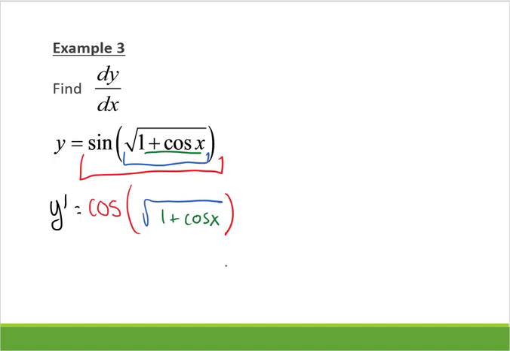The next function I need to take the derivative of is the square root function. So derivative of a square root function is 1/2 something to the negative 1/2 power. What is that something? That something in this case is 1 plus cosine x. Then I take the derivative of 1 plus cosine x and I get negative sine x.